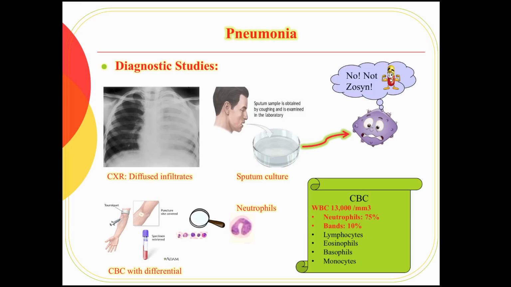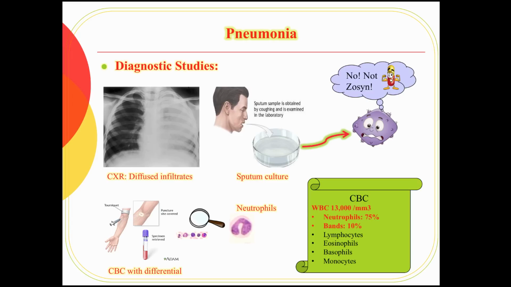Normally, there should be almost zero bands. We call them bands, and some books call it left shift. These are immature neutrophils. If you want to think about it, the bone marrow received signals that there's an infection and we need many neutrophils. So now the process has to be expedited, so the neutrophils leave the bone marrow, and they're immature.